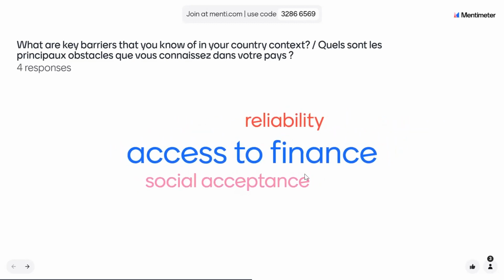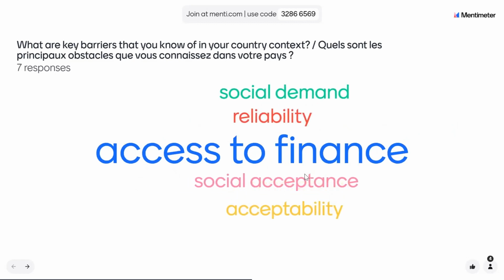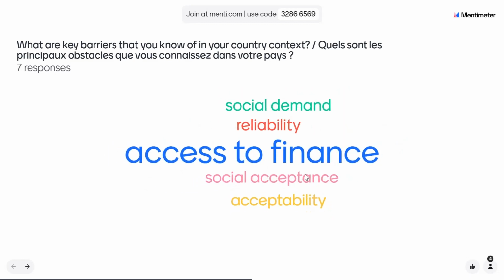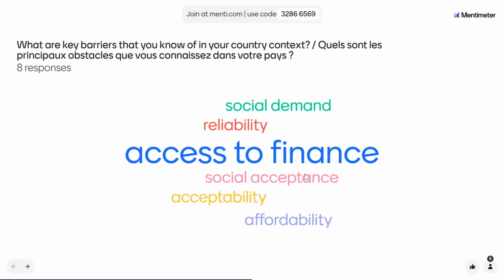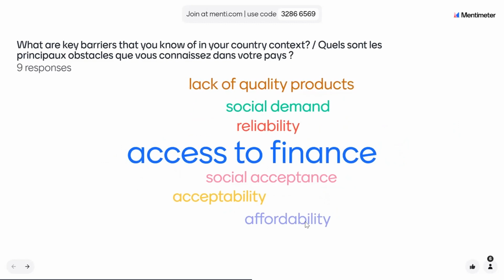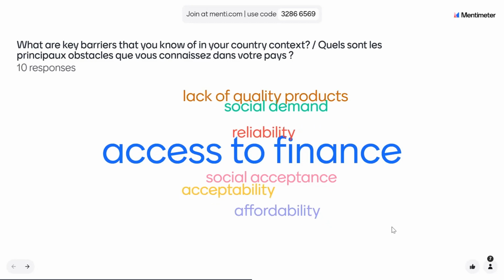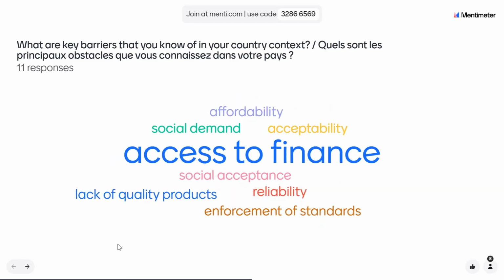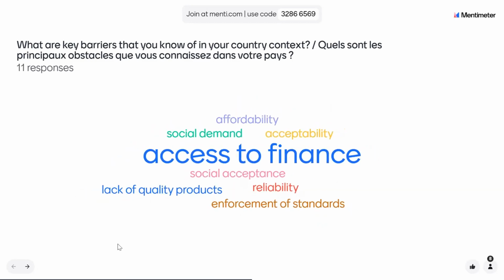Is this more on the demand side? Over there, we have access to finance as a big problem. Since numerous people have already pointed that out, are there other problems? Social demand, we have acceptability, affordability, also a big issue. The lack of quality products. So what kind of products are in the market? Okay, now we see them coming in. The enforcement of standards. Yes, that's also a big problem.